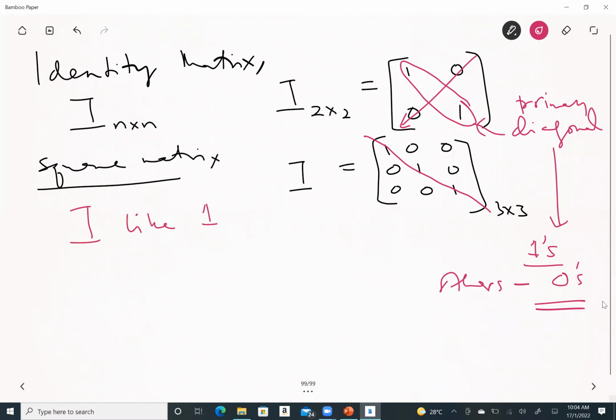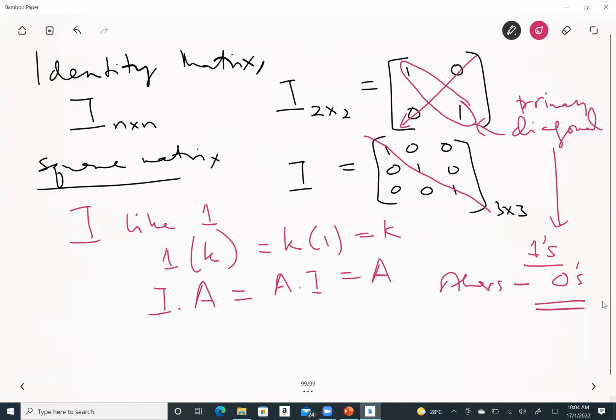So the identity matrix is like the number 1. Okay, if you multiply 1 with another number, say k, then you multiply k with 1, what do you have? You have k. So the identity matrix is like this: you multiply I with matrix A, that will be equal to what? That will be equal to A multiplied by the identity matrix. That is equal to A. So it's like the number 1.